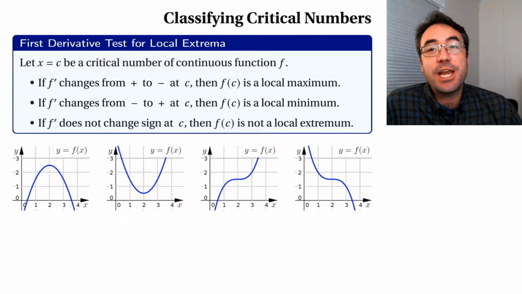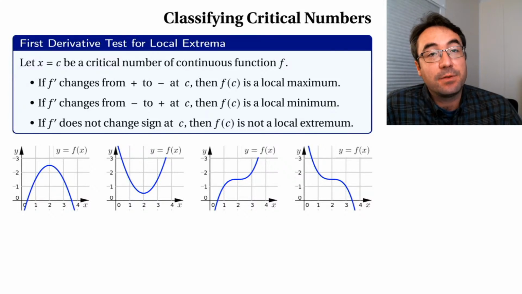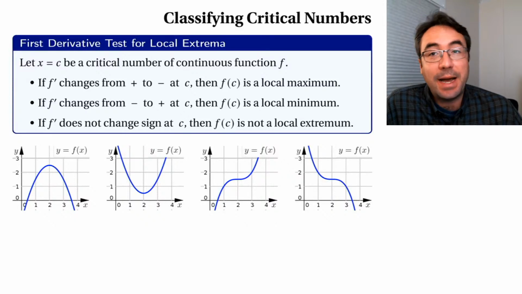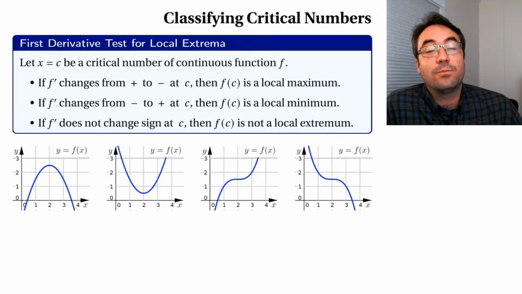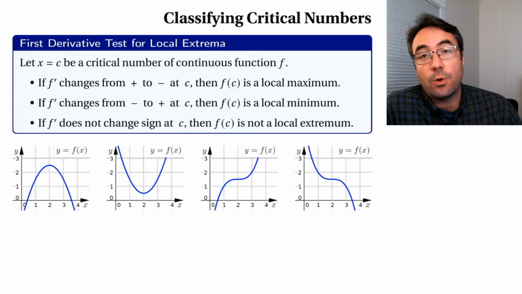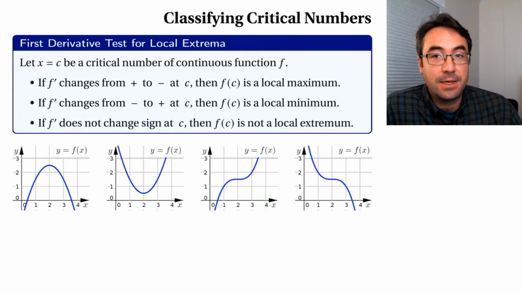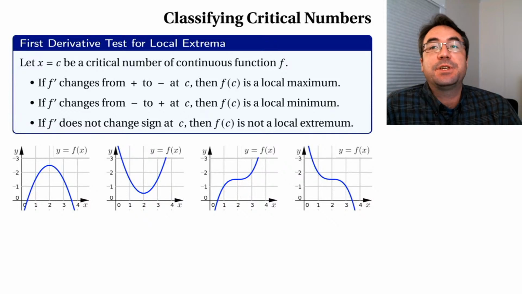If f prime changes from positive to negative at x equals c, then we have a local max. If f prime changes from negative to positive at x equals c, then we have a local min. And if f prime does not change signs, well, then we have neither. It's not a local max or a local min. So let's look at a few examples of what's going on with this first derivative test.